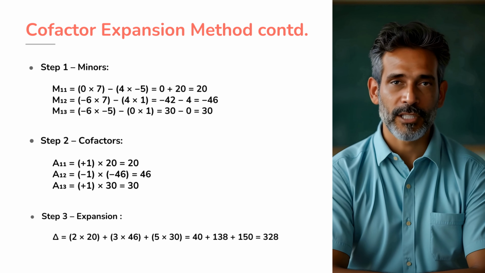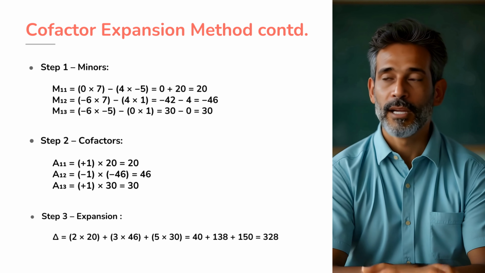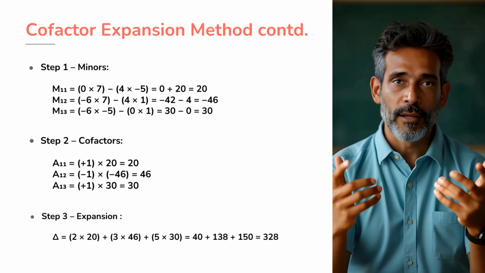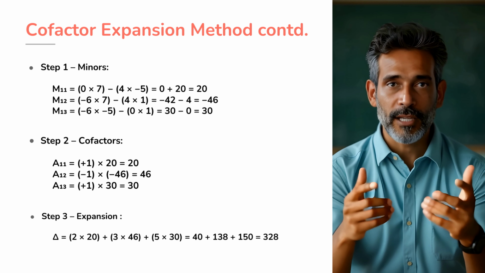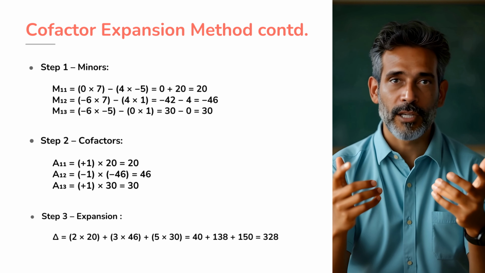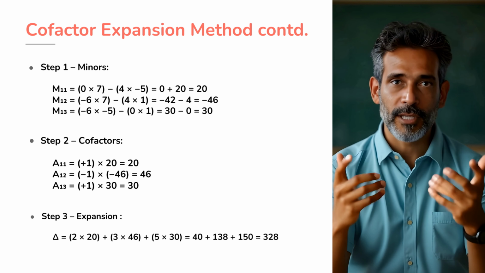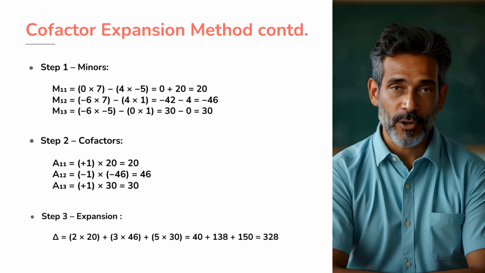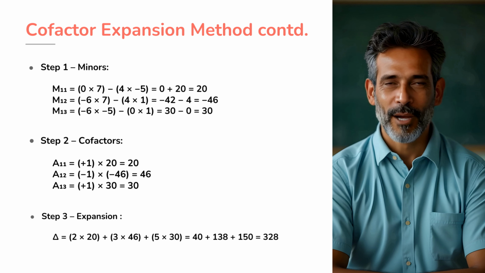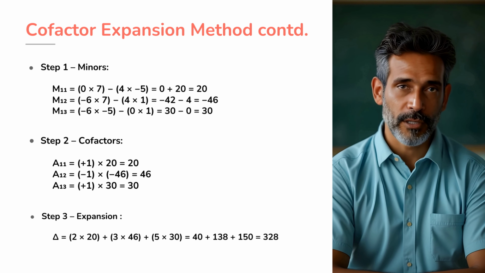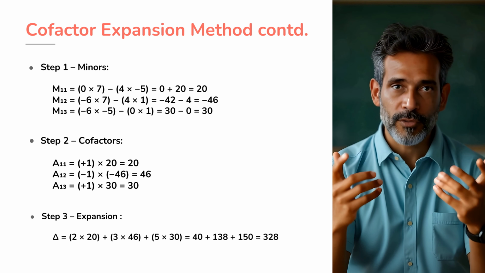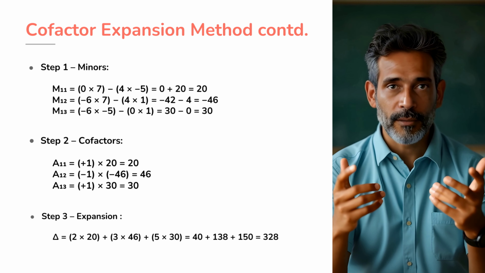If we expand this determinant along the first row, the determinant equals the first element, 2, times its cofactor, plus the second element, 3, times its cofactor, plus the third element, 5, times its cofactor. Each of these cofactors is found by calculating their respective minors and applying the sign rule we just learned. Clearly, cofactors provide a systematic way of solving complex determinants.